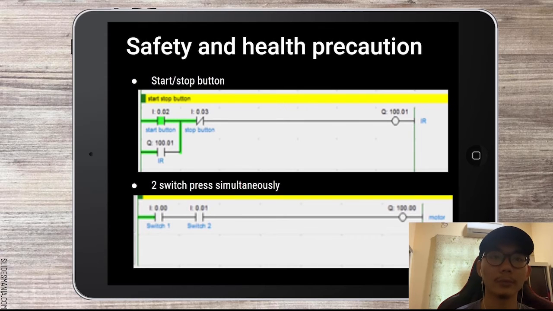There are two types of safety and health precaution. The first one is called a dominant off. In any emergency condition, if we press the stop button, the system will stop immediately. The second one is we have to press two switches simultaneously to operate the motor. It will make sure that both our hands are secure from the machine.